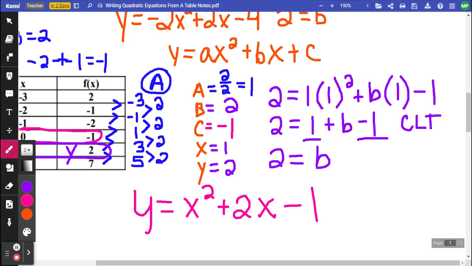Okay, so our equation is y equals, what's our a? Do I have to write a 1? Can I? Yes. Okay. Plus 2x minus 4. Who got that right?